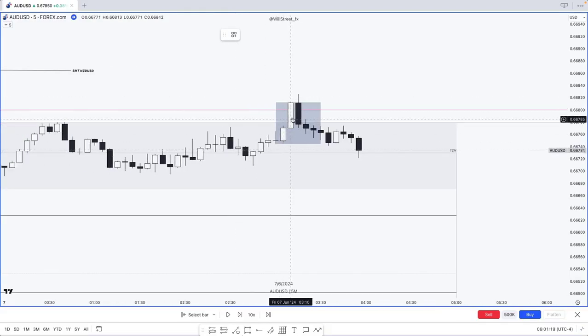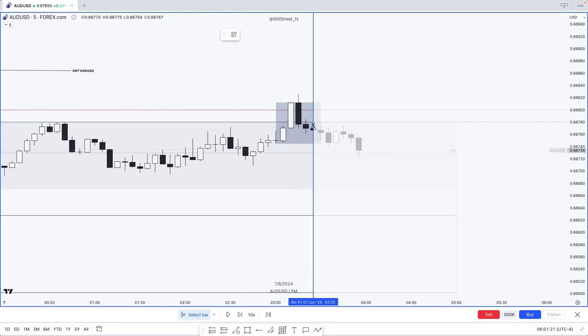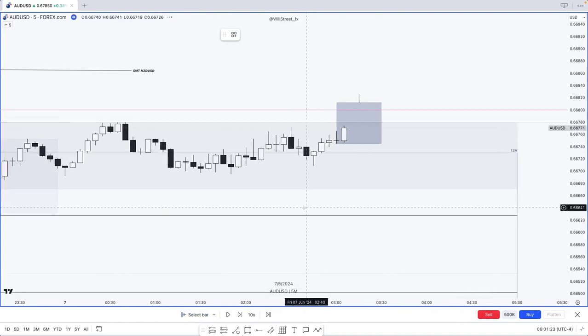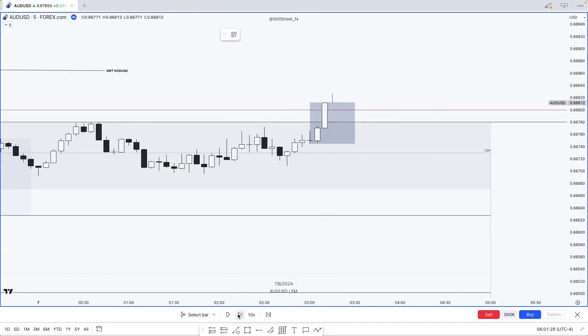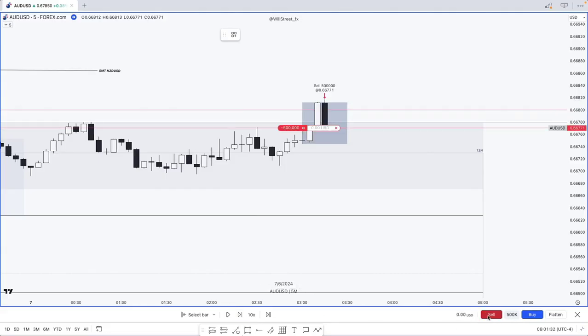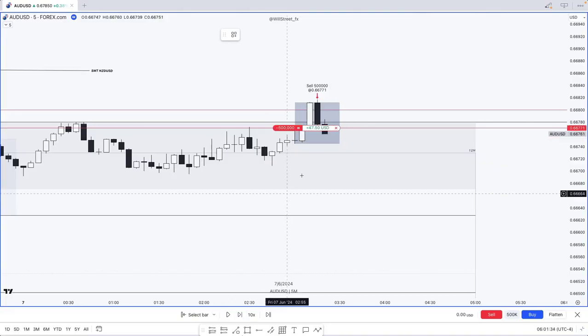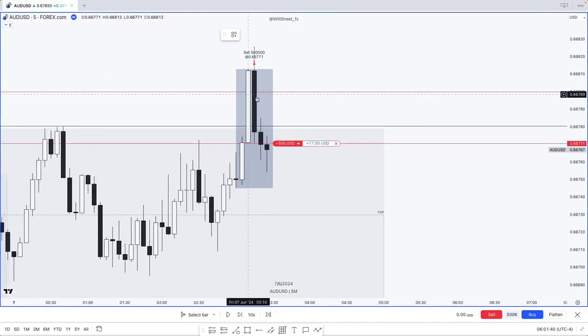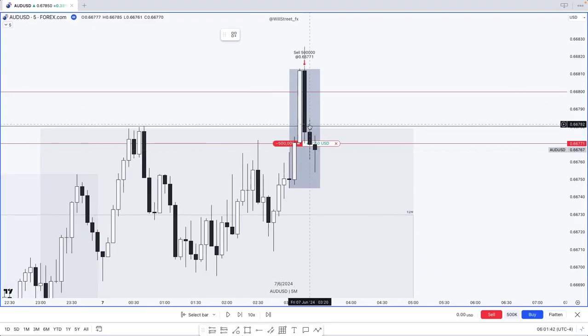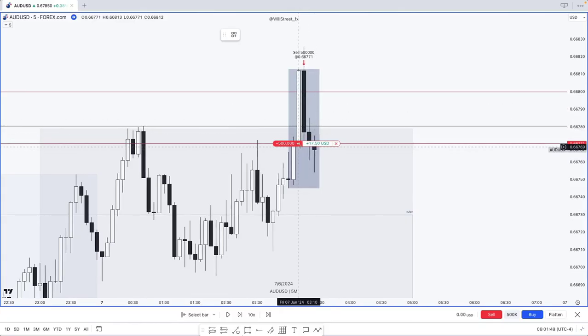Which is the sequence? First one, right, going to 3 a.m. and looking for turtle soup. First one. Second one, we are still inside the 15-minute range. Oh, sorry, we had also a change in state of delivery here. Here we have another one. Here we have another one. So all of these are short opportunities.